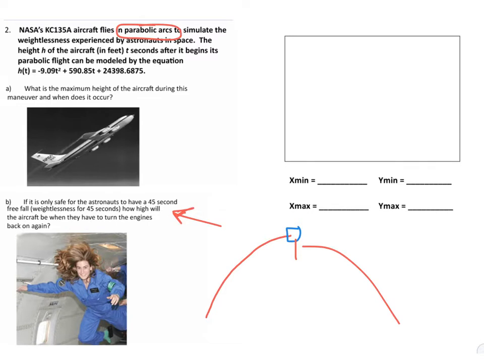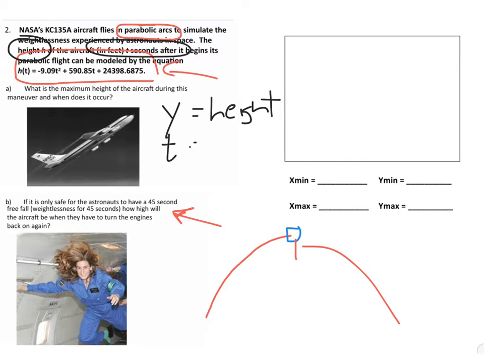But here the question says, for letter A, what is the maximum height? So before we can accomplish that, we need to graph this equation into our calculator. And again, enter the equation very carefully because it has a whole bunch of decimals here. It looks like y, once again, is going to stand for the height, and x is going to stand for the t, which is the time in seconds. So let's enter the equation into our calculator, look at the table, and come up with an appropriate viewing window.